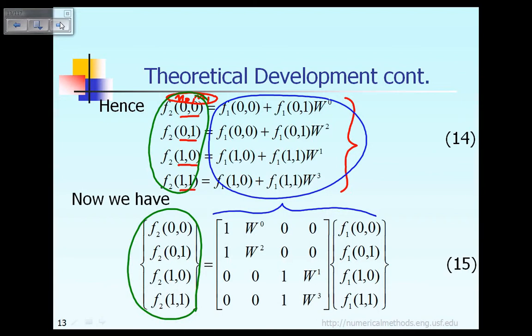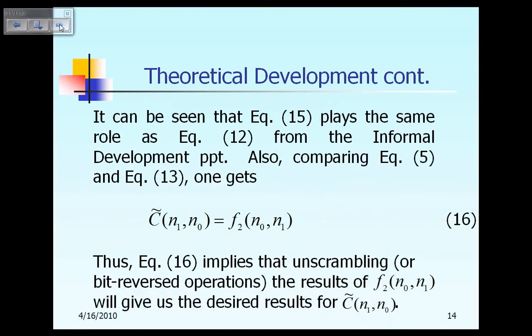Again, if you look at equation 15, that is exactly the same equation I developed for you a couple of lectures ago when we talked about the informal development of the fast Fourier transform. It plays the same role. That's what I said in this slide. Equation 15 that we just obtained plays the same role as equation 12 that we developed earlier in the informal fast Fourier transform.